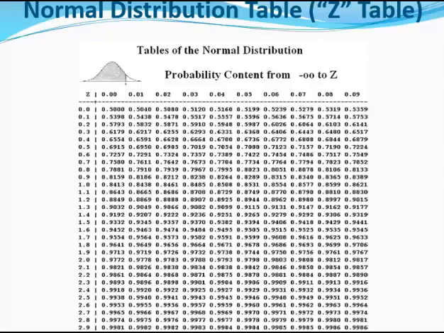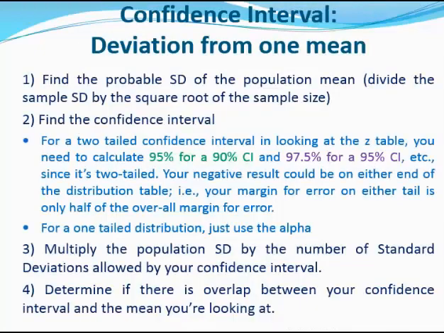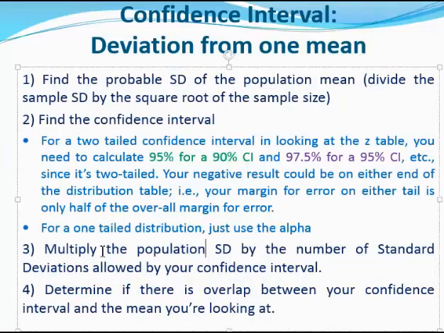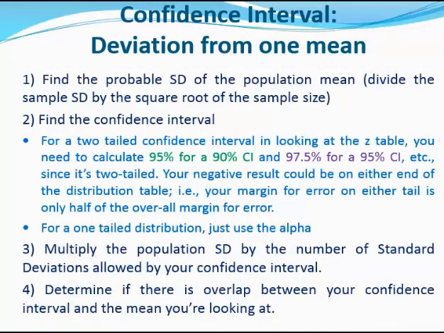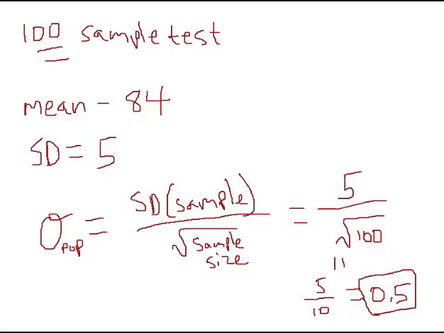95% altogether, we need our result to be within 1.96 standard deviations away. Once we figure that out, we multiply the population standard deviation, which we had as 0.5 before, by the number of standard deviations allowed by our confidence interval, and then we can see, okay, that means that based on our case, moving back here, remember our population standard deviation was 0.5.